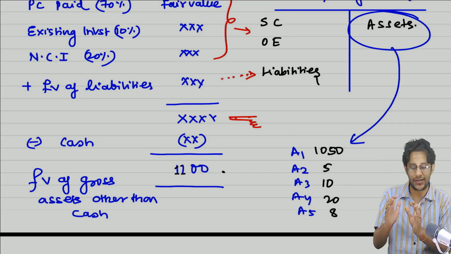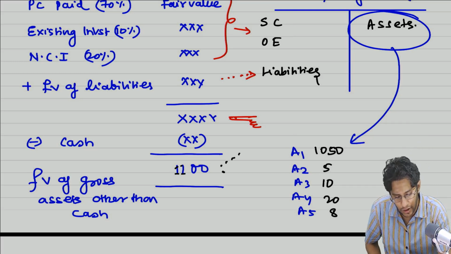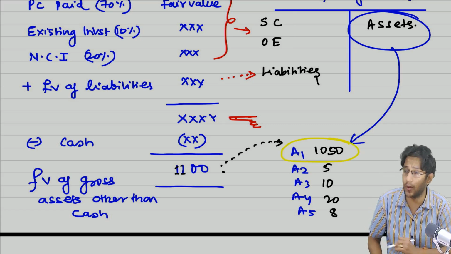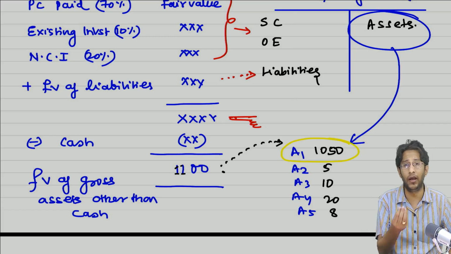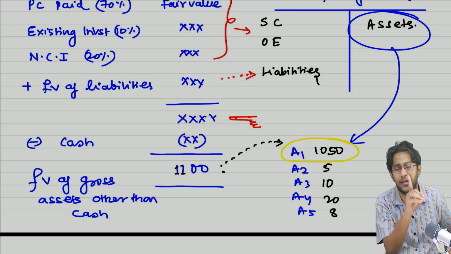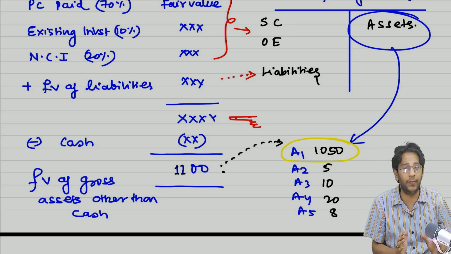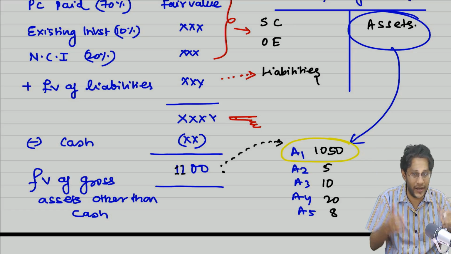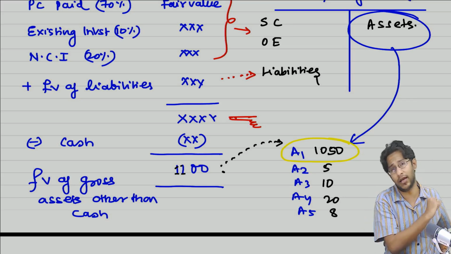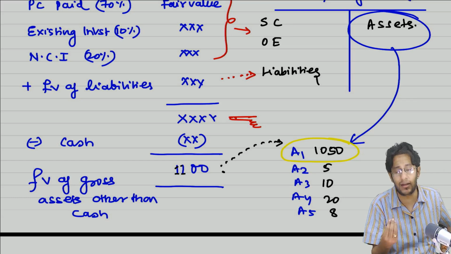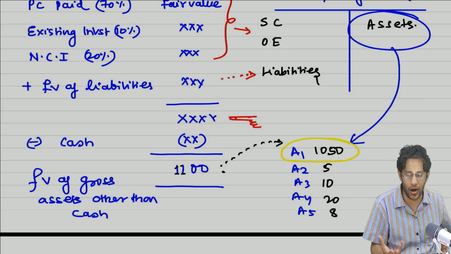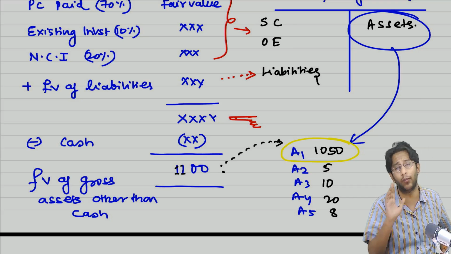Overall, it is 1100. In that, the majority of the amount is concentrated only on a single asset called A1. So even though you are paying 1100 overall, effectively you are trying to buy a single asset called A1. The entire liability and equity side of Y Limited is focused only on a single asset called A1. Now, if that level of concentration is there, how can I say that this is a business acquisition? Predominantly you are acquiring a single asset called A1.